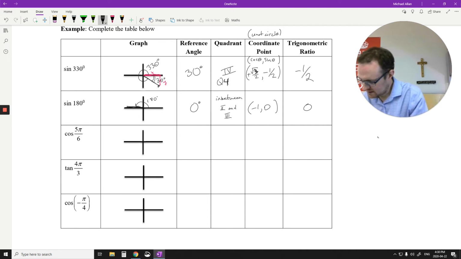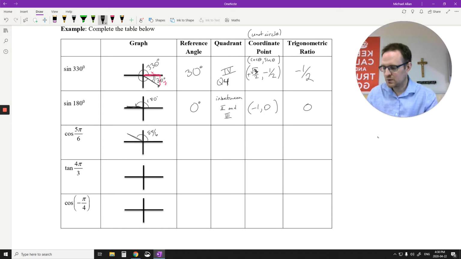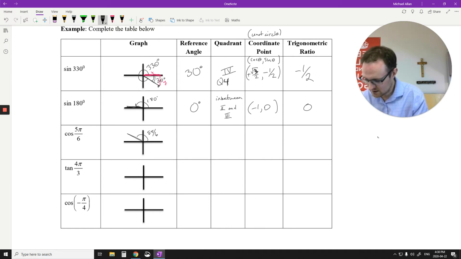5 pi over 6. So that's 150 degrees. So we are in this quadrant here. Even though I just quickly change it into degrees to figure out where to draw it, we still have to answer all our questions using radians.